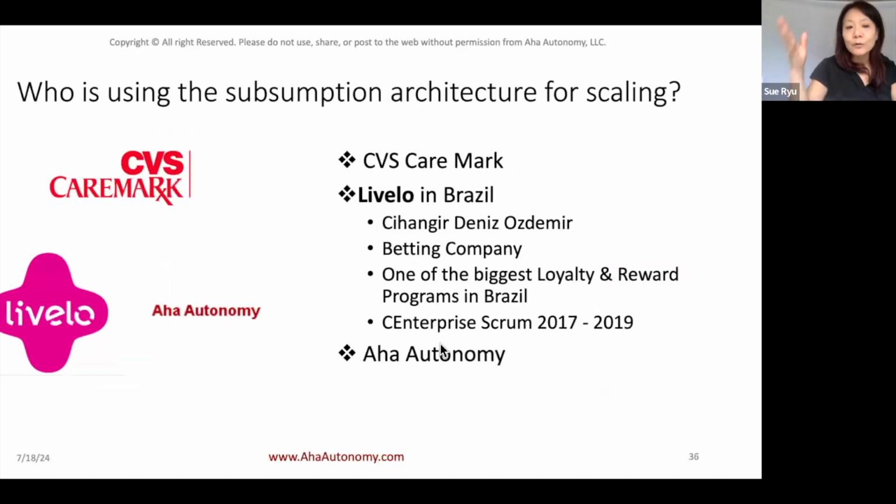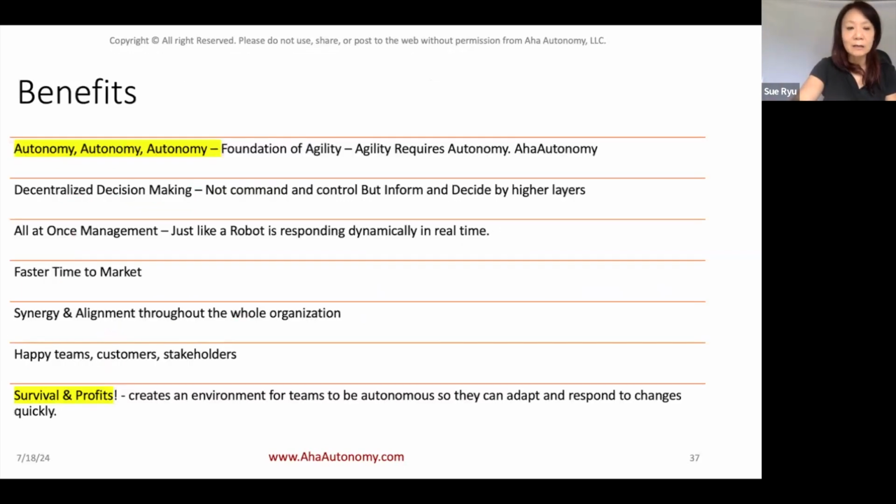And so who uses the subsumption architecture? Mike applied this at CBS Camera. And as I was telling you about this Revilo company in Brazil, he worked very closely with this person. Revilo is a betting company, and it's one of the biggest loyalty and reward program companies in Brazil. They implemented this during 2017 to 2019. And of course, autonomy used some level of the subsumption architecture.